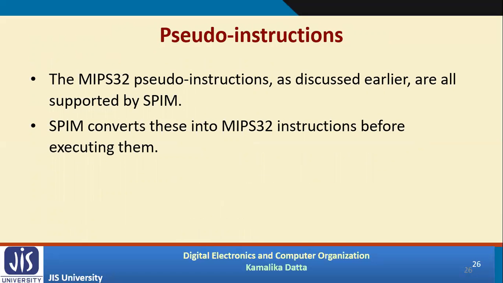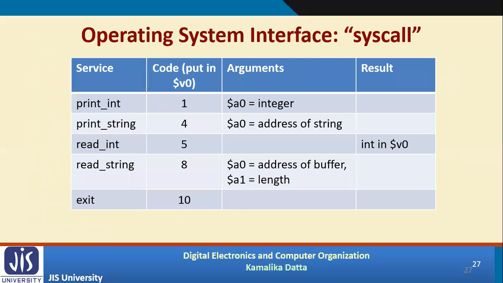Now, pseudo instructions, the MIPS pseudo instructions. We did not discuss them before, but there are certain pseudo instructions. Basically, not all instructions can be directly executed. So there are certain instructions called pseudo instructions, which are converted into real instructions and then get executed. There are many instructions which are pseudo instructions. SPIM converts these into MIPS 32 instructions before executing. This is the responsibility of the SPIM simulator. This is something very important, and please see it in detail because you need to do it.